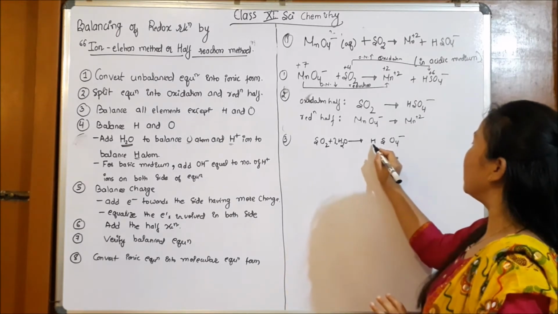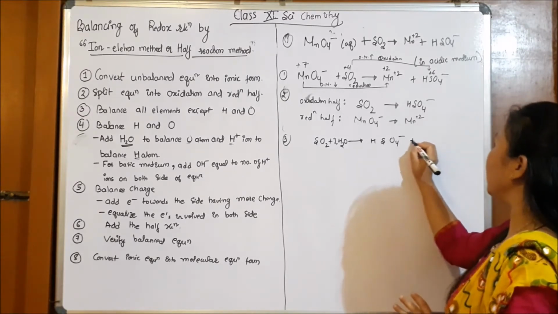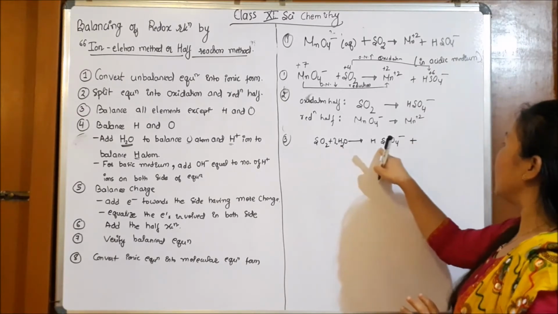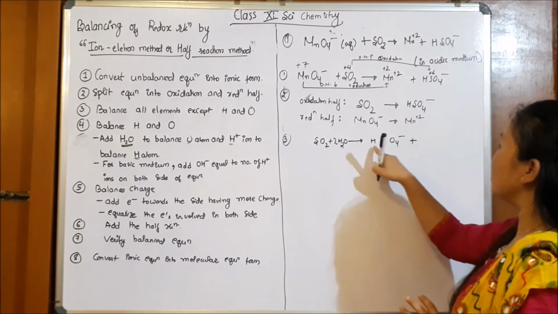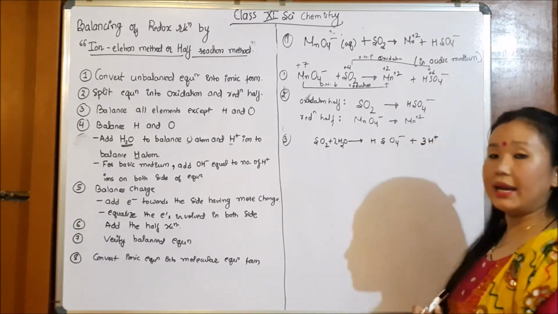How many on this side? 1. This side 4, right? So how many do you need to add here? 4 is more here, less here. So here you need to add H plus, three H plus ions you need to add, right?